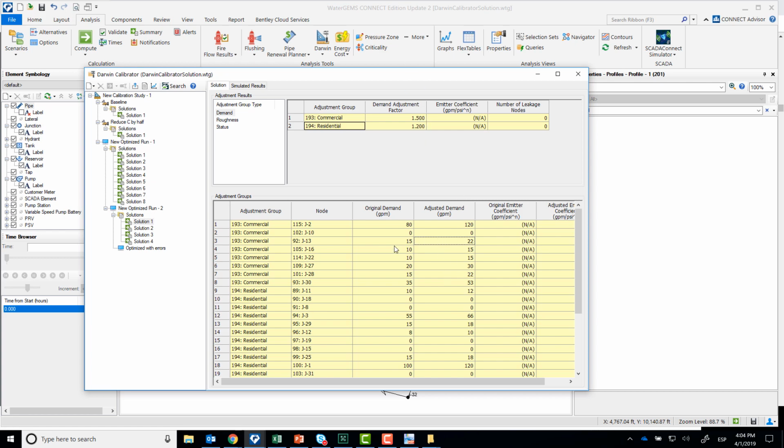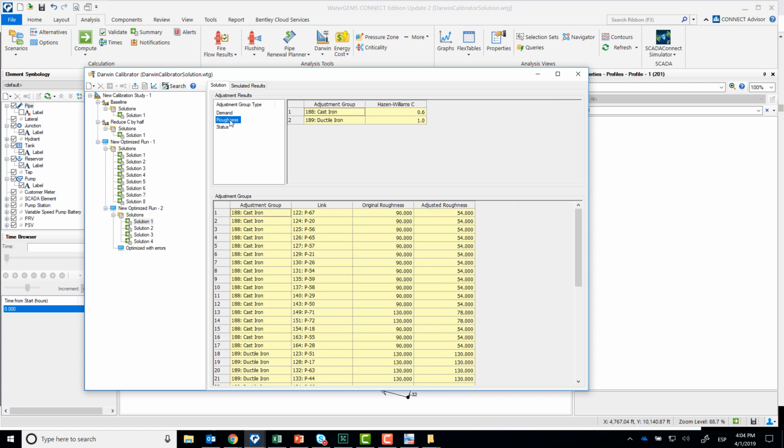And the roughness, it modified the cast iron by 0.6, and then it left ductile iron the same. So here is where you put on your engineering helmet and you think, and you think, and you think, and you say, well, is that a good number? And you might want to go and look up roughness coefficient tables for your specific materials.